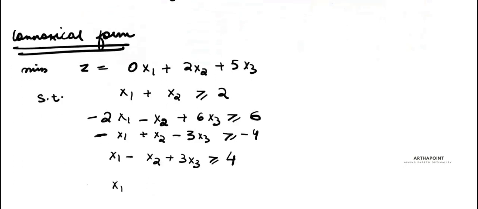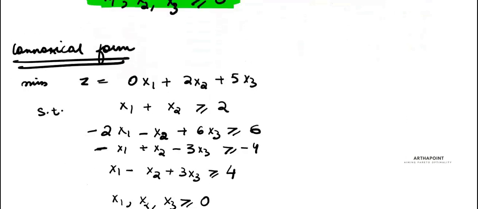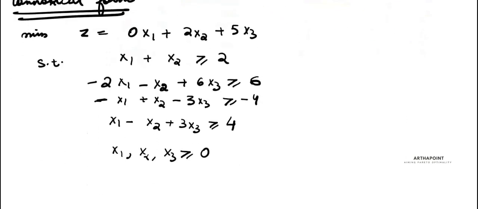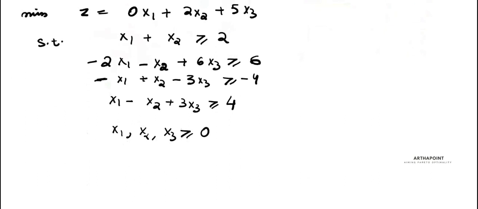And I will get x1, x2, x3 greater than or equal to 0. So I have got its canonical format. Now from the canonical format, I will form the dual. So in order to form the dual, what can we do? First of all, if it is a min, I will convert this to a max. So I will say maximize z.